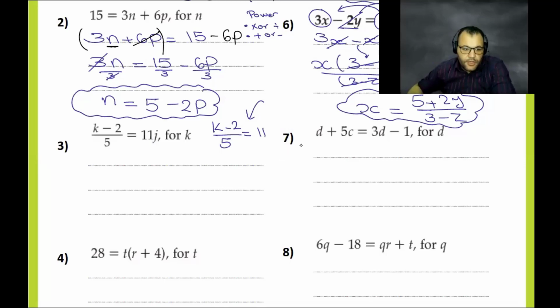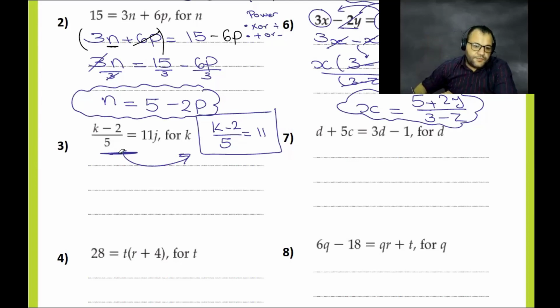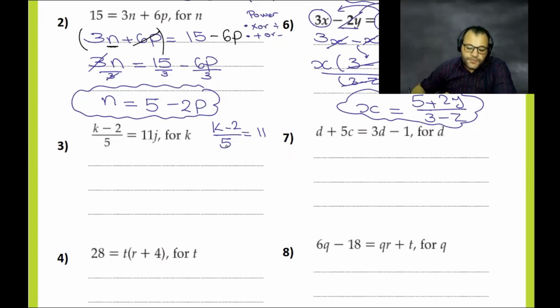Leave number 3. Did you know how to solve this one? We multiply by 5. Just 1 minute. If you don't know how to solve this question, just inform me, because number 3 depends on solving this one. Okay. How do we solve this one? I'm solving this one now. 11 times 5.